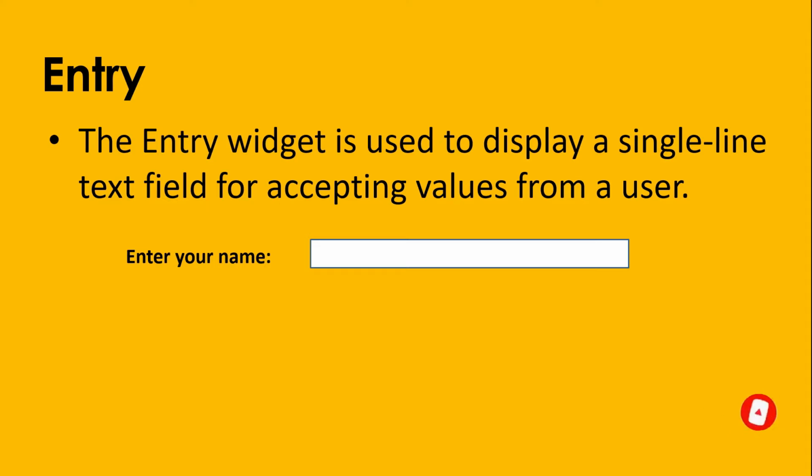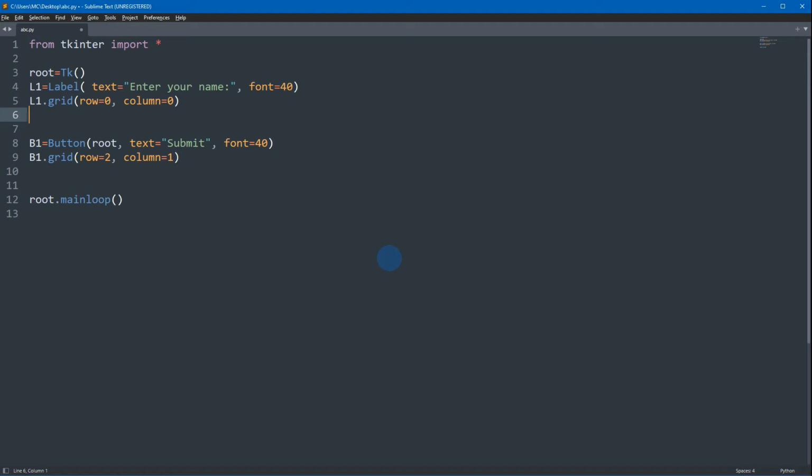For example, we want to get the user's name. Okay, so we have here a label, enter your name. So this box is what we call as the entry. Okay, so this box is where the user place or input his or her name. So now guys, let's have the code.